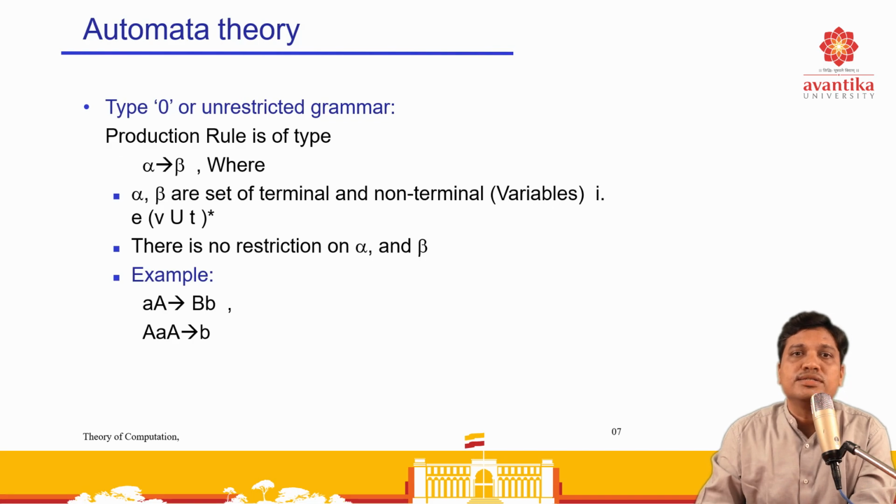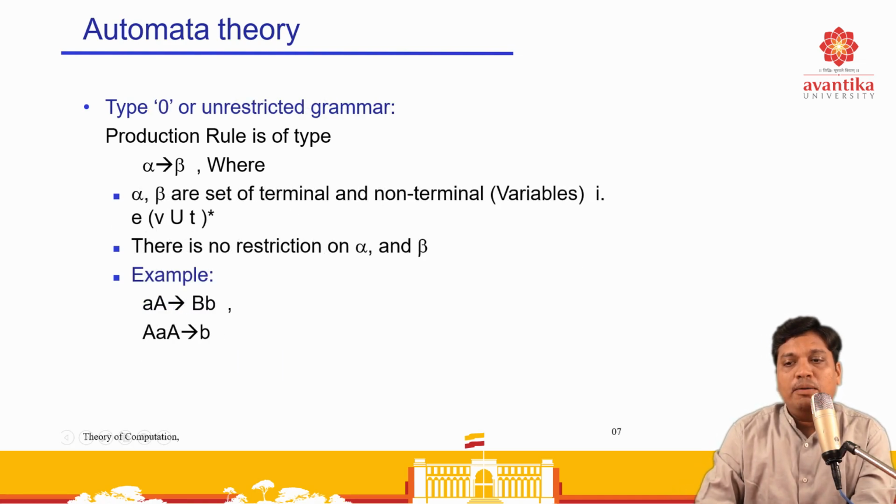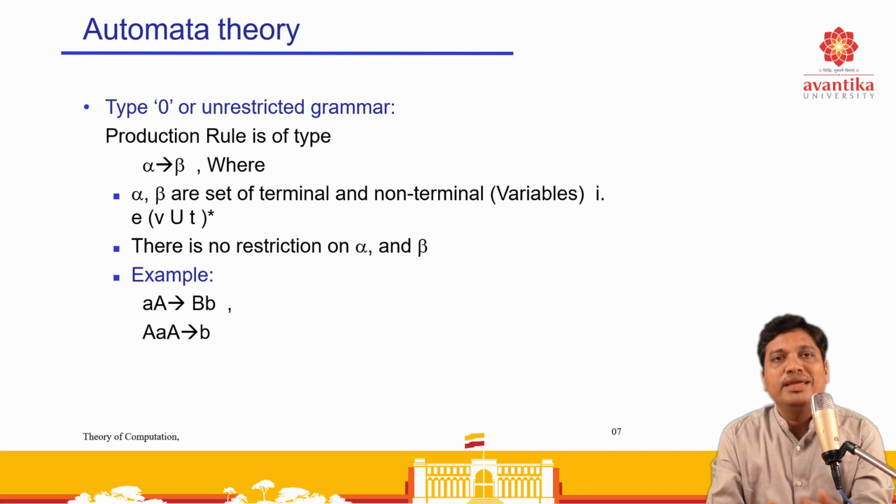So here are some conditions for alpha to beta. The condition is that alpha, beta are the set of terminals and non-terminals, that is variables. Basically non-terminals are called variables. So (V union T) the whole star. There is no restriction on alpha and beta. The example of type 0 or unrestricted grammar is: first, small a and capital A tends to capital B and small b. Second is capital A, small a, capital A tends to small b.